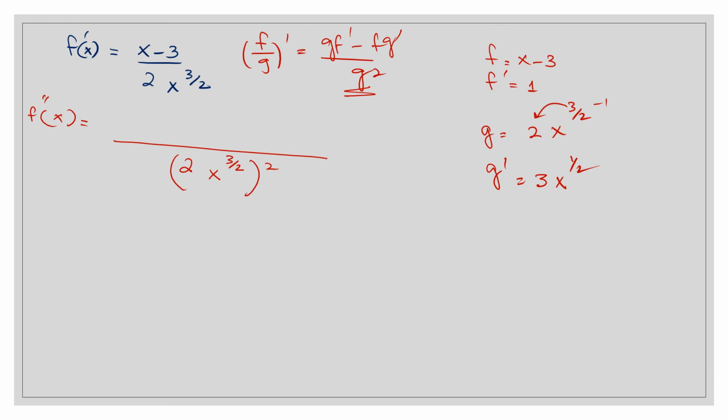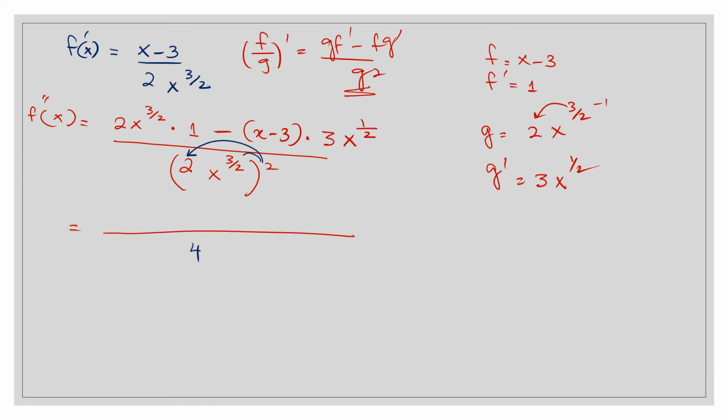Now carry on. So our g is 2x to the power 3 by 2, f prime is my 1 minus f, that is (x minus 3). Don't forget to write it in the bracket. And g prime is my 3x to the power half. Now what I will do, this square in the denominator is on the 2. So 2 square gives me 4.